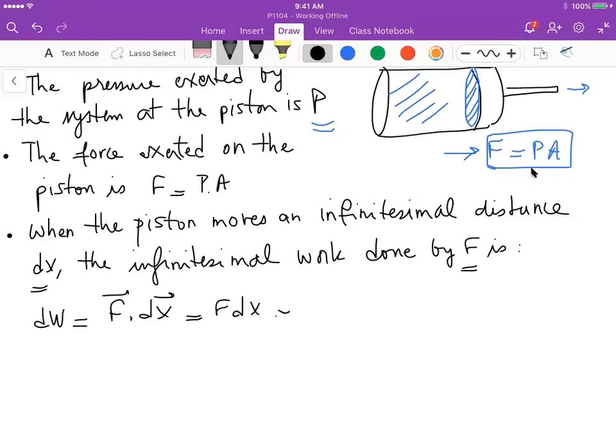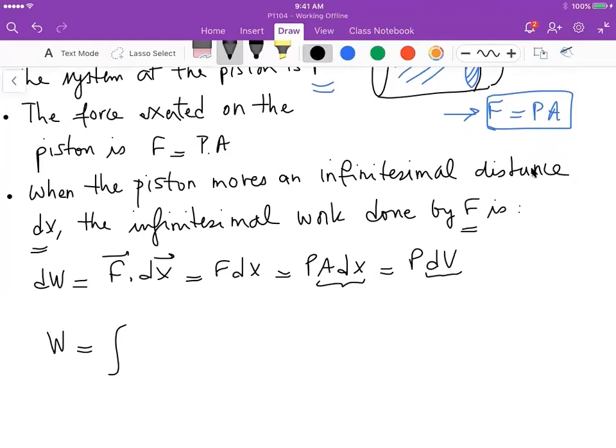Now, if you just replace F by P times A, then you end up with P times A times dx. And since A times dx is nothing else than dV, you end up with P dV, where dV is the infinitesimal change in the volume. Now, if you have a finite change in the volume, يعني بدل ما نكون عم نطلع على dW عم نطلع على W, then W could be defined as the integral of P dV between the volume V1 and the volume V2.